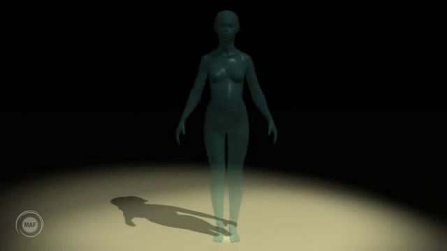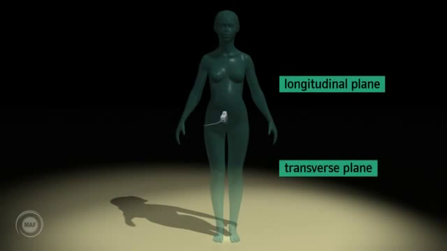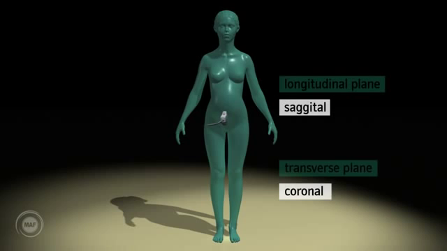Terminology. The terms longitudinal and transverse are used when referring to the position of the probe. The terms sagittal and coronal are used when referring to the view obtained by the probe of the mother or fetus.